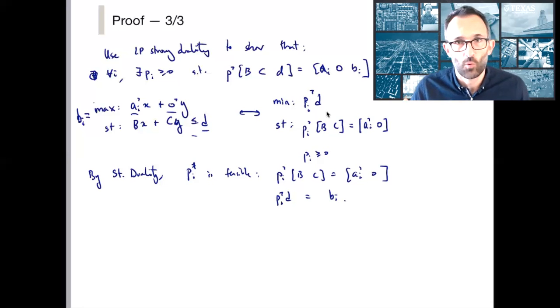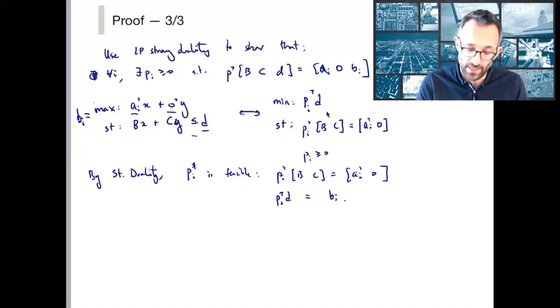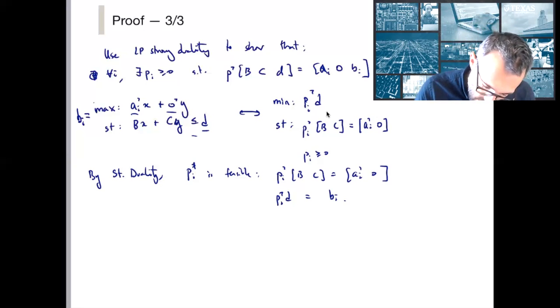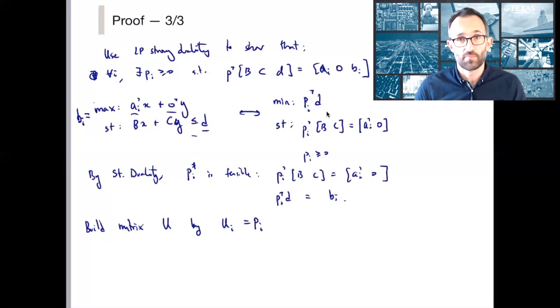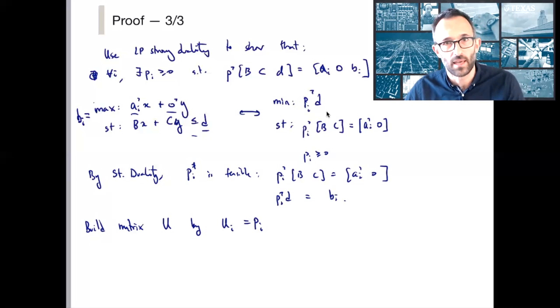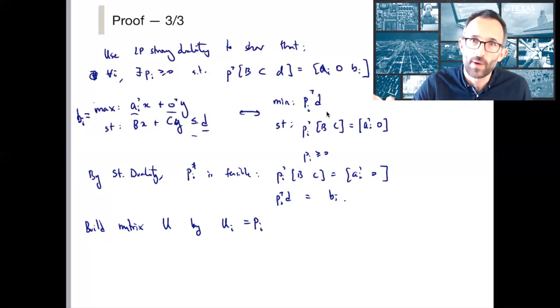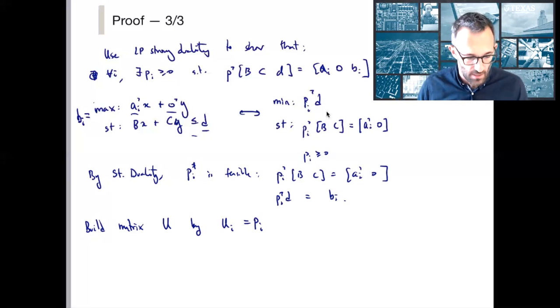Okay, where are we here? What are we trying to do? This Pi is going to be exactly my Ui in the non-negative factorization. So build matrix U by letting Ui equal this vector Pi, where in order for each Pi, I need to solve this LP to get what it is. Again, we don't care about complexity. We're just talking about existence.